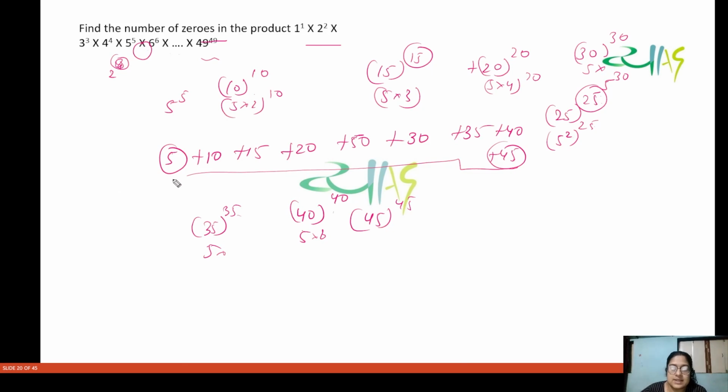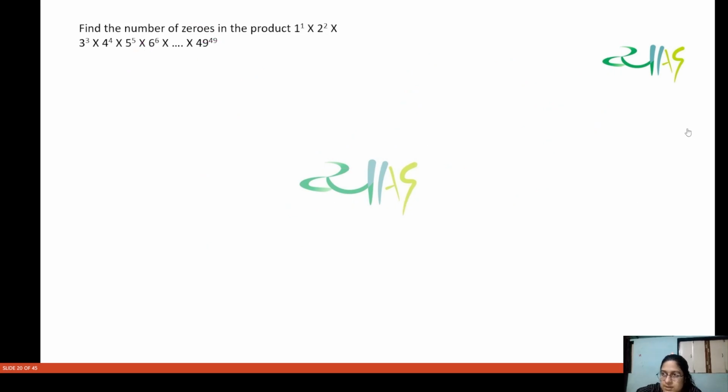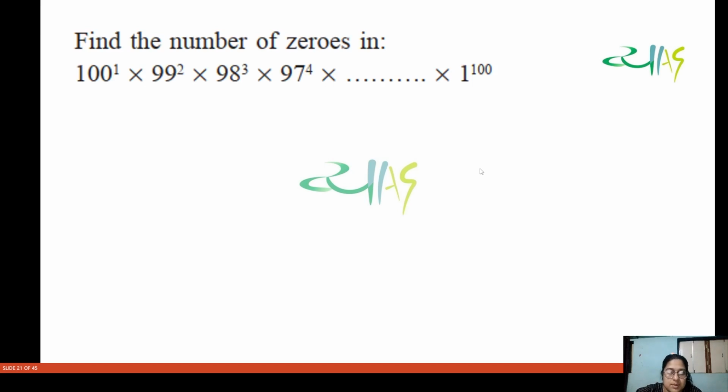So what is going to be the sum here? This is 15 plus 15 is 30 plus 20 is 50 plus 50 is 100, 130, 165, 165 and 40 is what? 205 and 45, 250. You will have 245 zeros in this product. So this is how you do this. Okay, this is how you do this. I hope now everybody is clear with this thing. This is a very small concept that we are studying, but still important because UPSC asks the number of zeros.